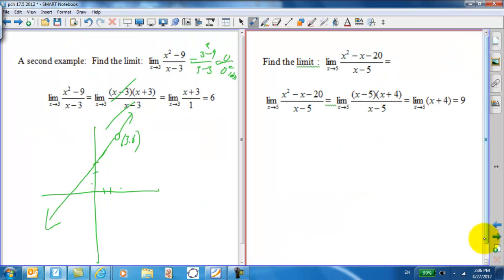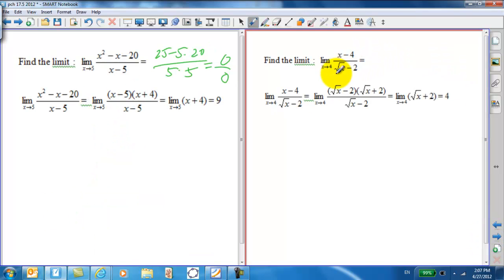The limit as x goes to 5 of x squared minus x minus 20 over x minus 5. Again, we get 0 over 0 when we try to do it. 25 minus 5 minus 20 over 5 minus 5. When you get 0 over 0, that's a good hint that maybe you should consider factoring. And factoring works well here.